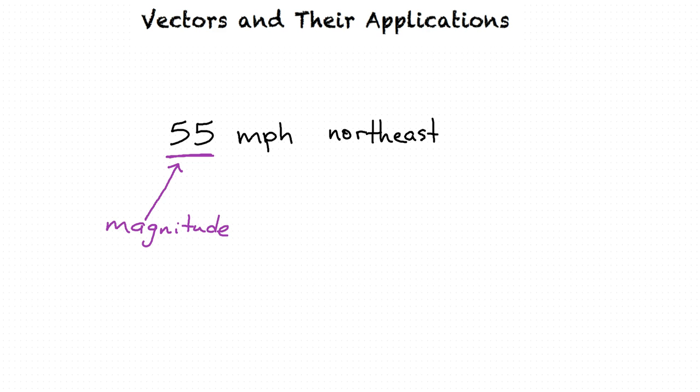A commonly used vector is speed and direction. For example, one could say, right now we are driving 55 miles per hour northeast. 55 is the magnitude of the speed, and northeast is the direction of travel. This is also called velocity, a vector of speed and direction. So I suppose that's the basic form of a vector.